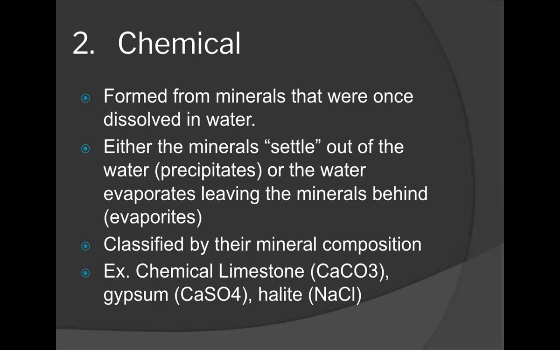Next is chemical. Chemicals form from minerals that were once dissolved in water. So either the minerals settle out of the water or the water evaporates, leaving the minerals behind. So they are either called precipitates or evaporites. These are classified by their mineral composition. For example, chemical limestone, gypsum, or halite.